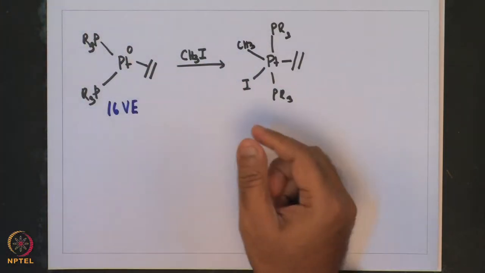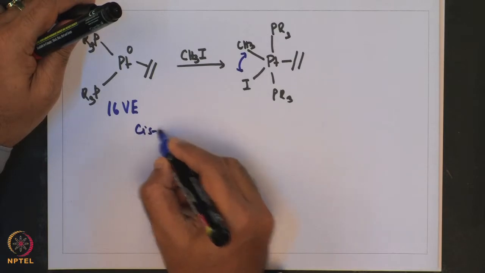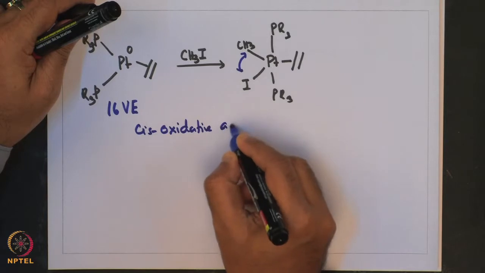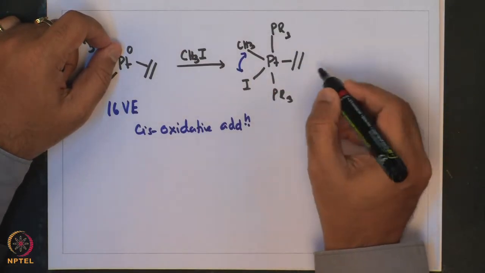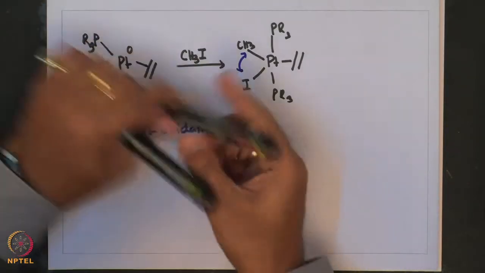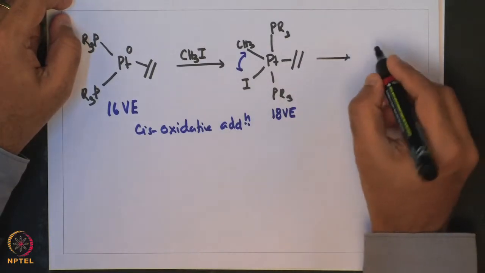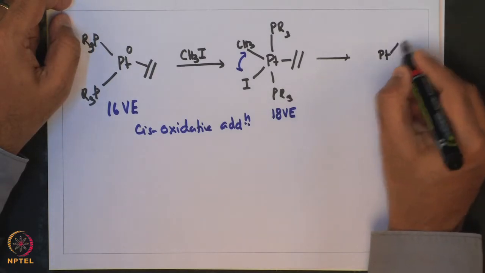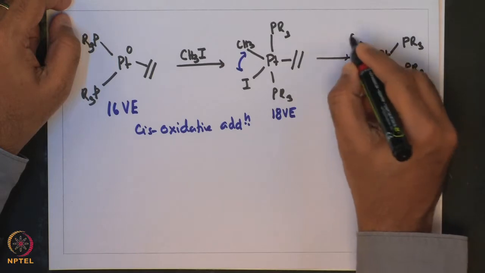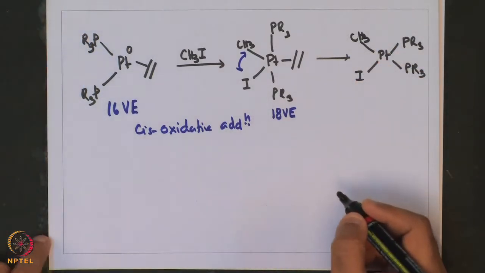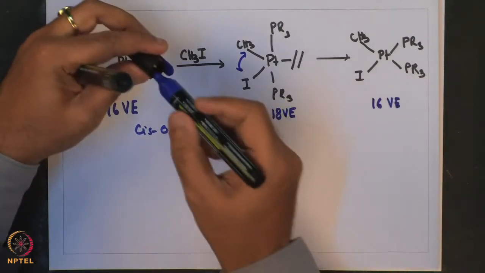where the methyl and the iodide are in cis disposition to each other, and this is called cis oxidative addition. Now, this TBP, trigonal bipyramidal complex, which is an 18 valence electron compound, loses this ethylene to give another 16 valence electron square planar platinum complex having cis disposition between the methyl and the iodide moieties, and it is also a 16 valence electron complex.